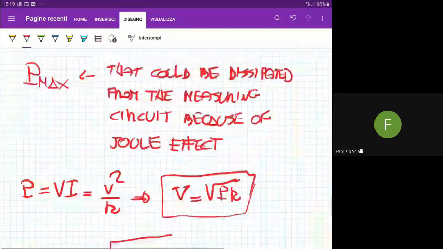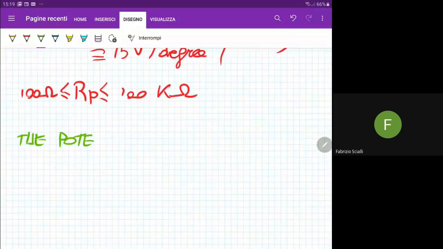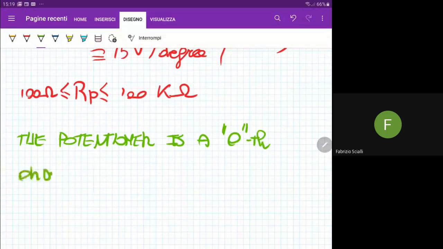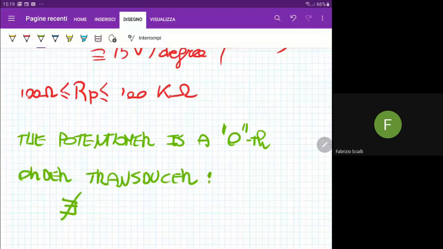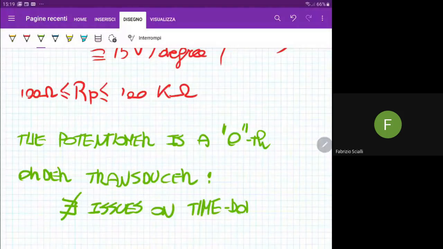So this is why I can write here: the potentiometer is a zero order transducer, that is, there are no issues on time domain response.